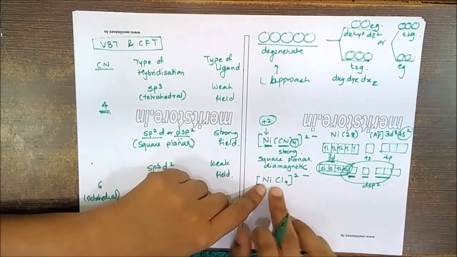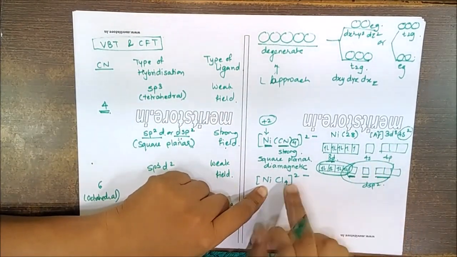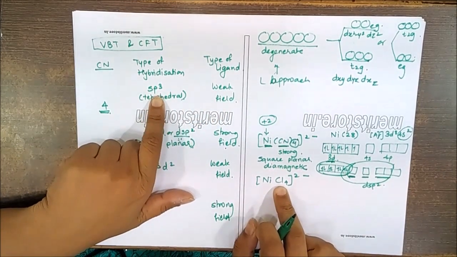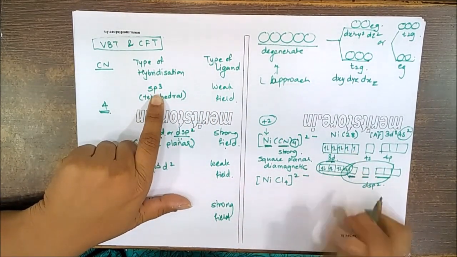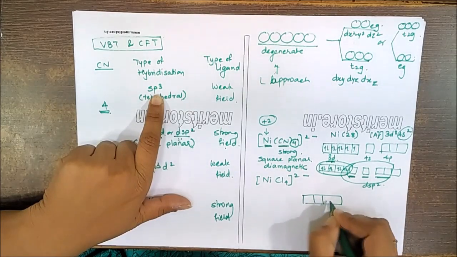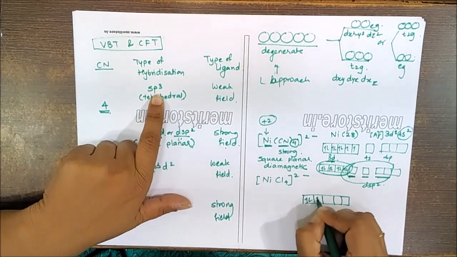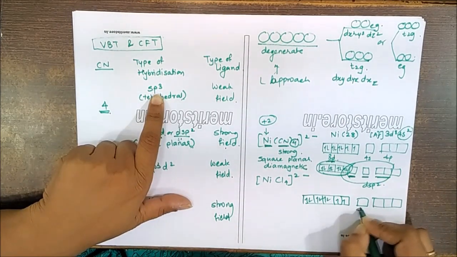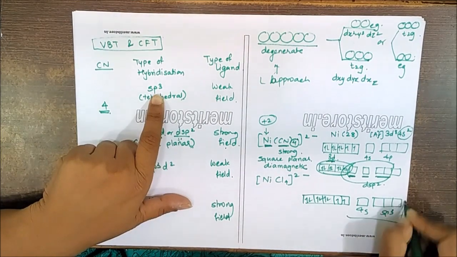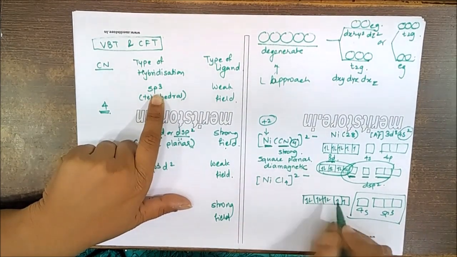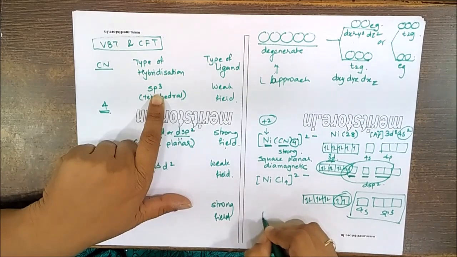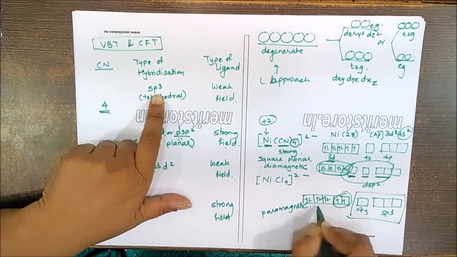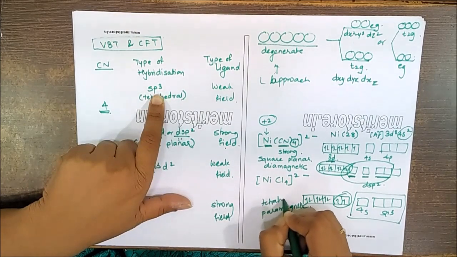Similarly, in this case, the configuration of nickel will remain the same. But this time the chlorine is a weak field ligand, and if it is weak field, it is sp3 hybridization. In case of sp3 hybridization, we don't have to affect these d orbitals; they will remain as they are. For the required sp3, they are already empty, so these will be utilized for the bonding. In this case, we can see two electrons are unpaired, and that's why this complex is paramagnetic in nature with tetrahedral geometry.